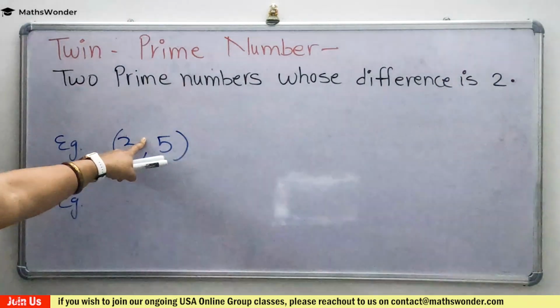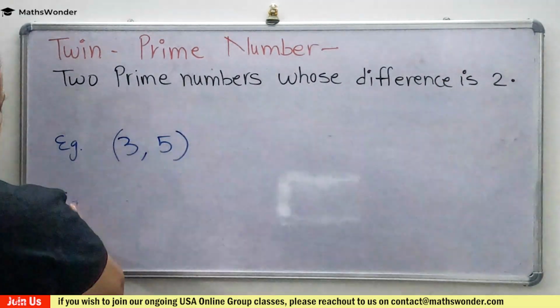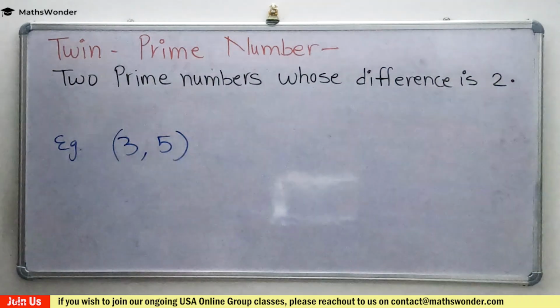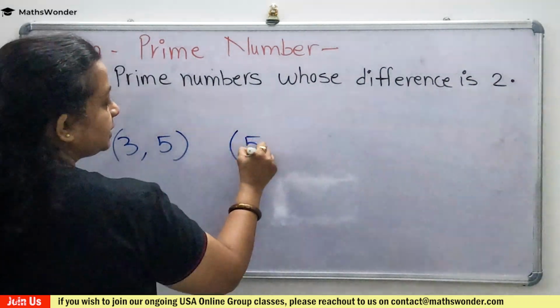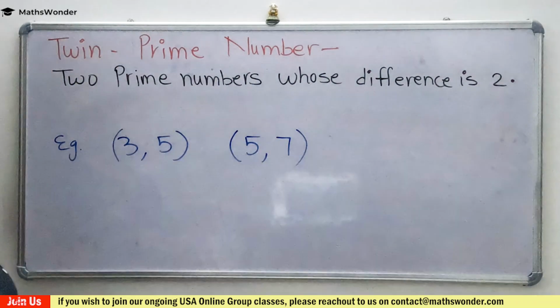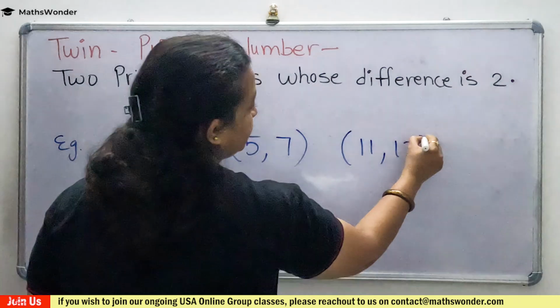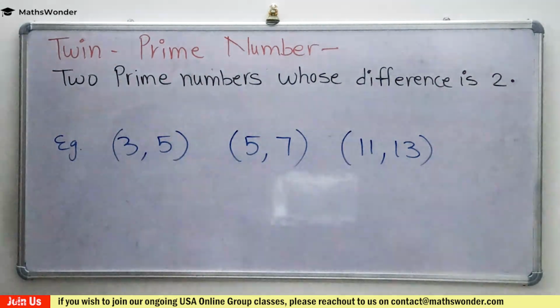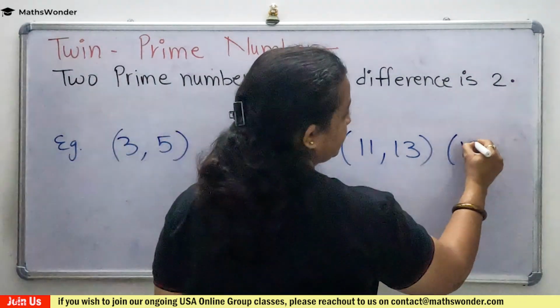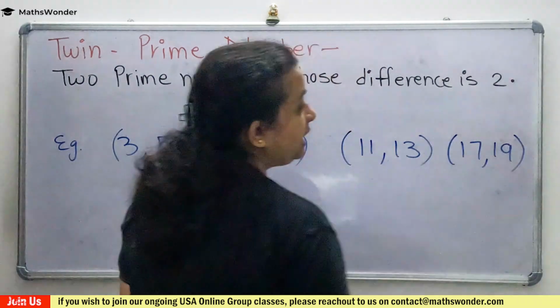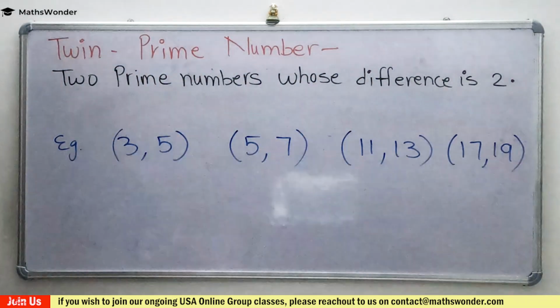4 is missing. The next pair is 5 and 7. Both are prime numbers, but the difference is 2. 7 minus 5 gives 2, or only one number difference. Gap of only one number. The other pair is 11 and 13. These are called the twin prime numbers. 17, 19.